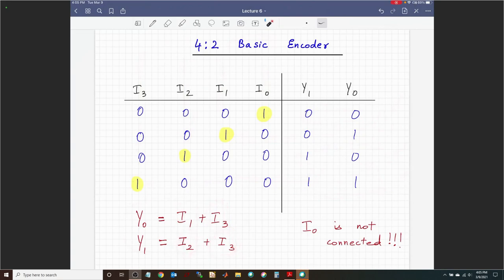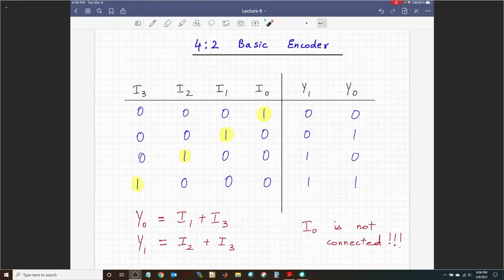Now, what if you were doing an 8 to 3 basic encoder? What do you think these expressions would be for Y0 and Y1? And in that case, you will also have Y2. If this were an 8 to 3 basic encoder, my Y0 would have been I1 or I3 or I5 or I7, right? 0, 1, 0, 1, 0, 1. And then for Y1, I would do I2, I3, no I4, no I5, plus I6 plus I7. That would be my Y1.